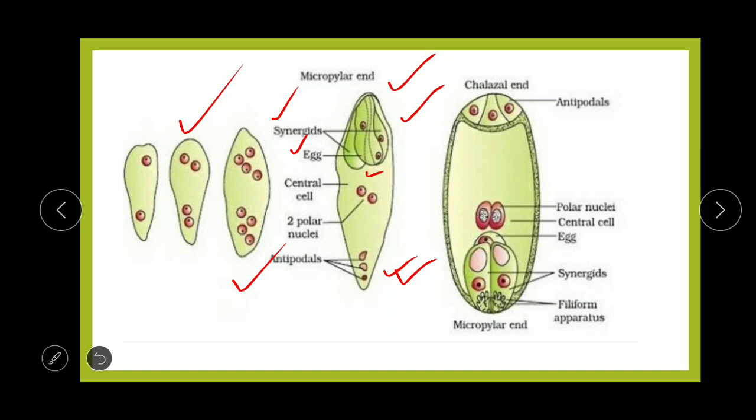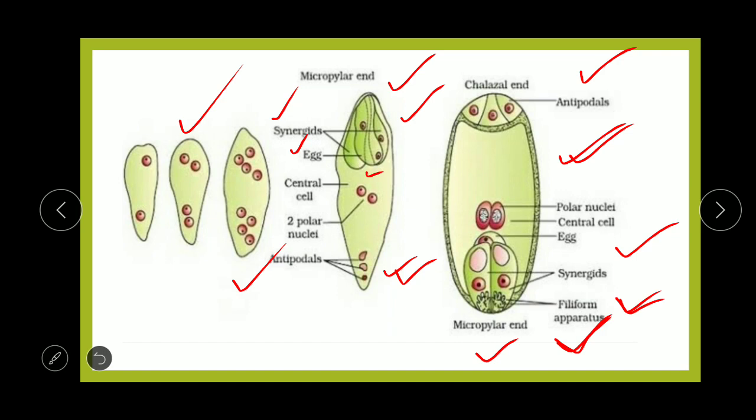Then you can see the complete mature embryo sac here. You can see 3 cells at the chalazal end, the antipodal cells, and 2 synergid cells and 1 egg cell at the micropylar end. And here you can see the finger-like projections called the filiform apparatus. As you know, the pollen tube enters the embryo sac through the micropyle. The filiform apparatus guides the path of the pollen tube to enter the embryo sac, so that it can fuse with the egg and the polar nuclei.